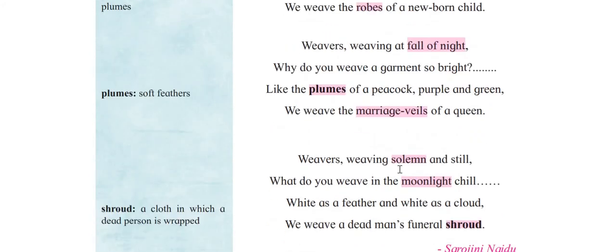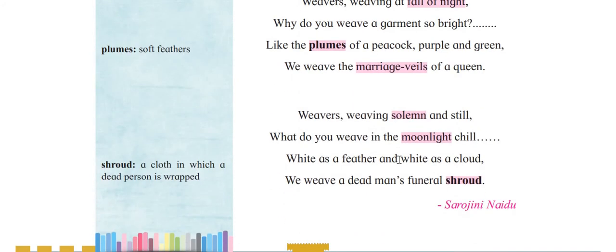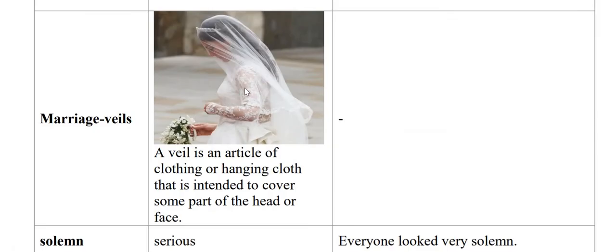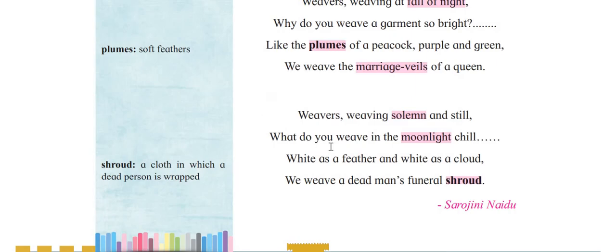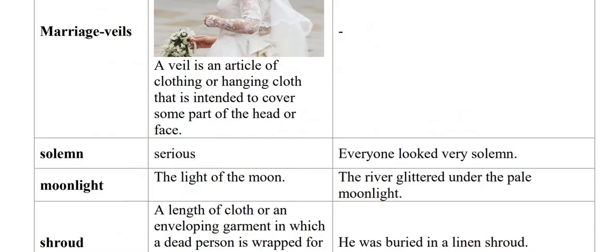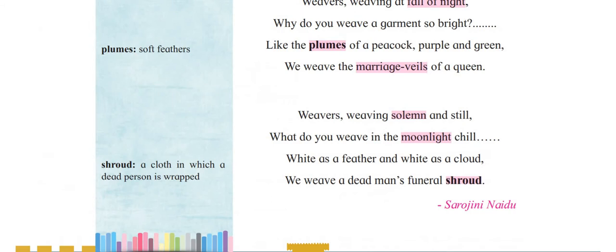So now we move to the next stanza or the last stanza. Weavers weaving solemn and still. Solemn means serious. They are very serious. Okay. Still means quiet. They are not talking. What do you weave in the moonlight chill? Moonlight chill means it's night time. Okay. That's why the light of the moon is there.